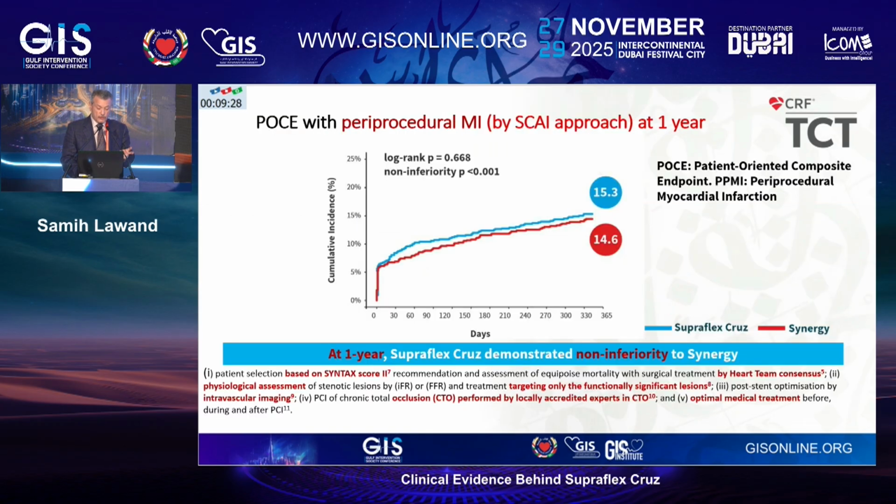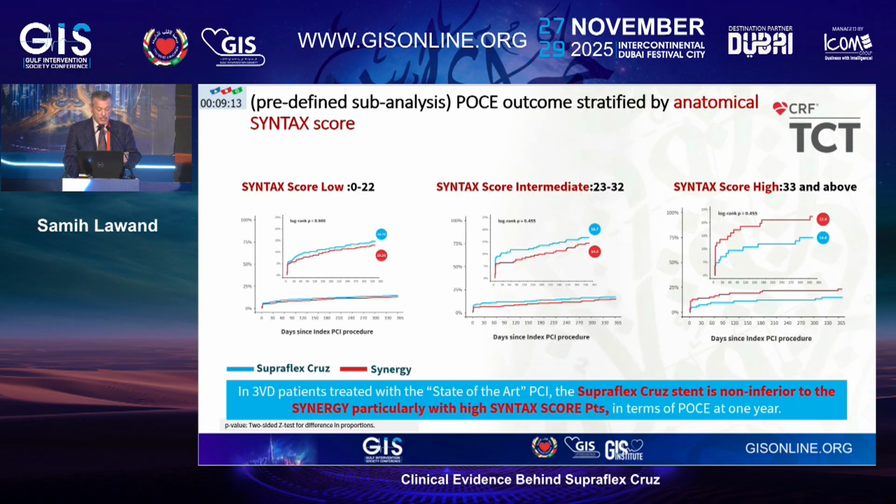And of course, if you look at the overall SKY approach, where patients were studied by a heart team and targeted functionally significant lesions, and CTO experts were doing all they needed, again, non-inferiority was also achieved. But if you look at the SYNTAX scoring rates, whether it is low, intermediate, or high and above, again, clearly the higher SYNTAX scored patients did fairly better and resulted in non-inferiority of Supraflex compared to Synergy.